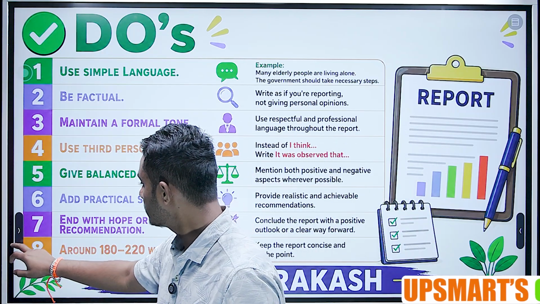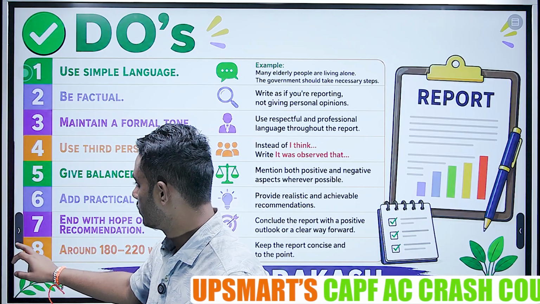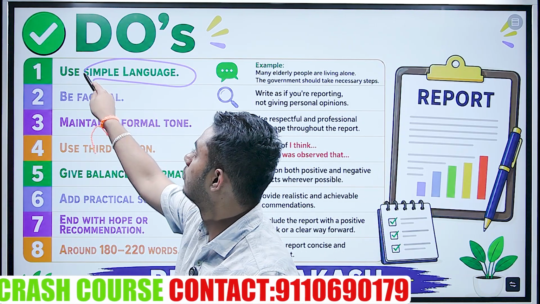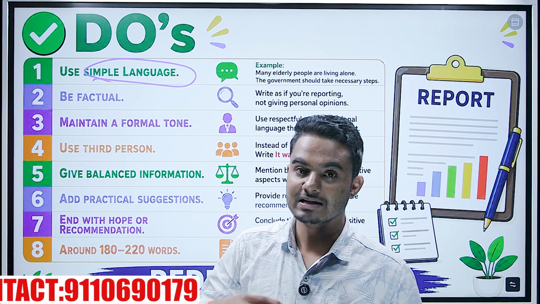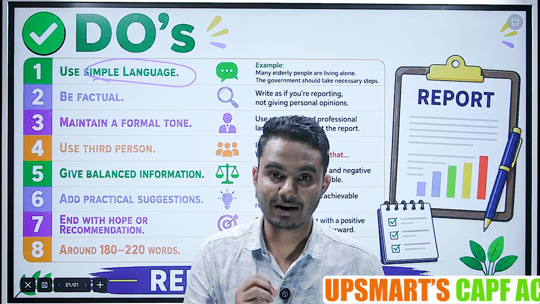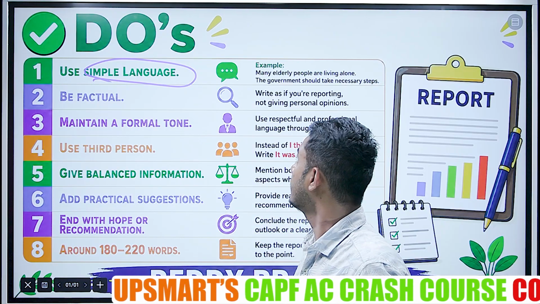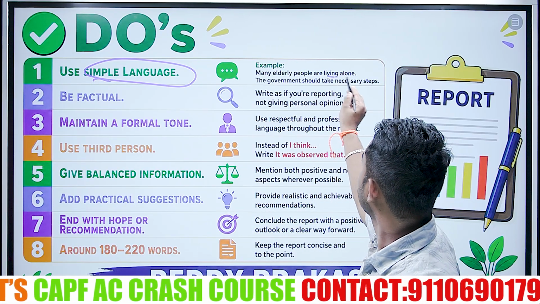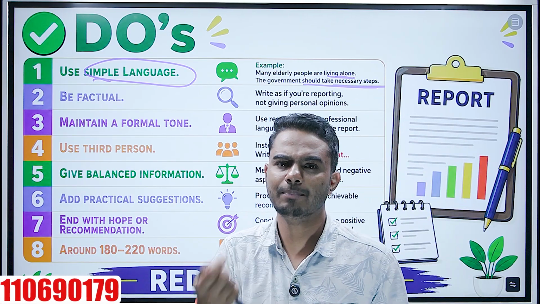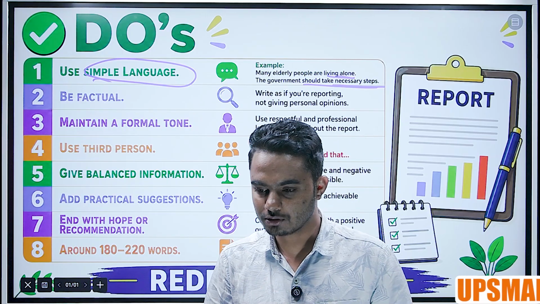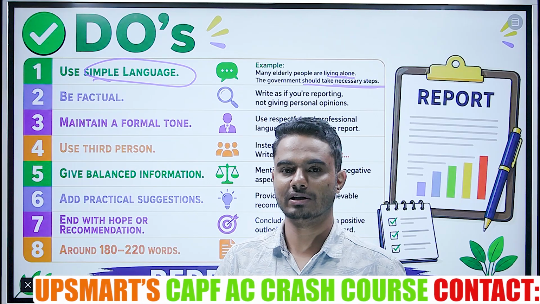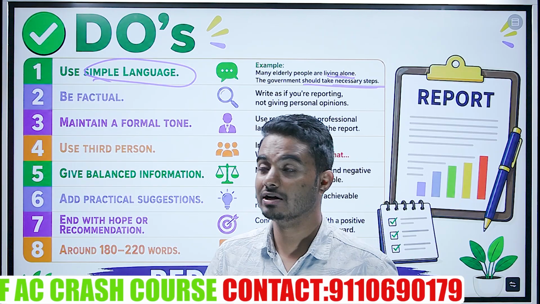There are some of the do aspects. What you should do in report writing. One is use a simple language so the examiner will understand. When I say official language, it is not complex language. Simple language but official in nature. Say, many elderly people are living alone. The government should take necessary steps. That is simple language but official in nature. That is, you are not using any slang. You're not saying, yeah, the government should take, yes bro, the government should take. You are not using slang, but it is still official in nature.